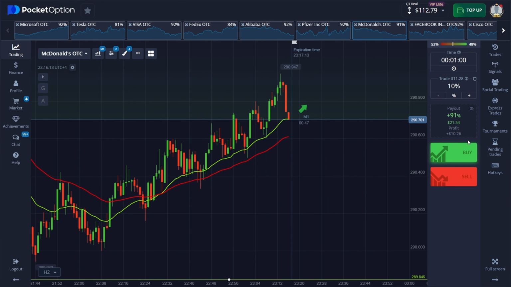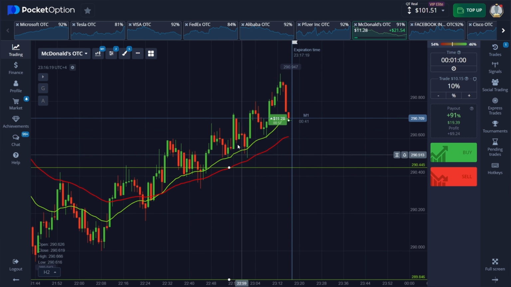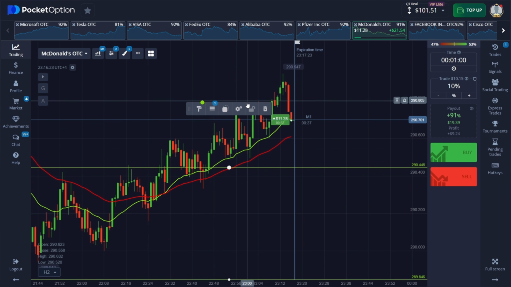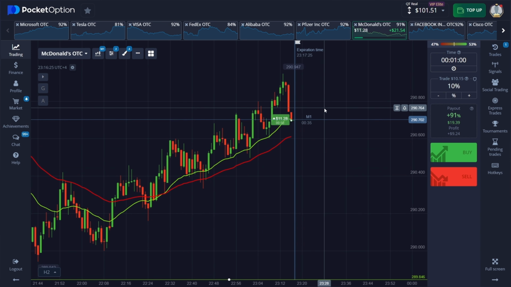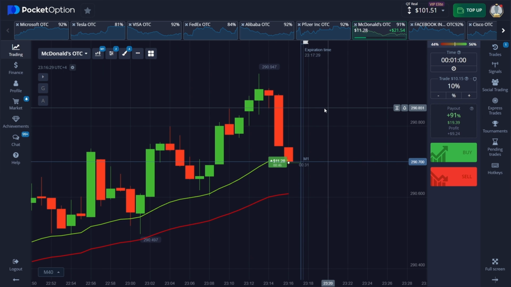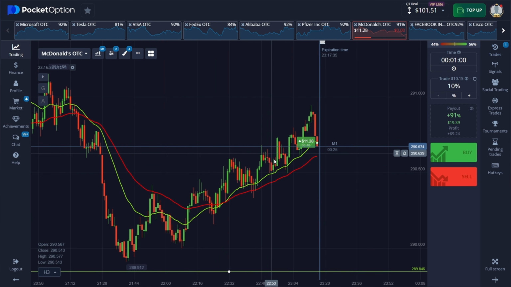Here's a trade for the upside move on McDonald OTC. I placed a trade for the upside move based on the moving average, and you can see an uptrend as the candle is taking support from the moving average as seen in the previous candles. That's why I took this trade for the upside move. You can also see a consistent uptrend. For more information about trends and patterns, you can take our course where I discuss these topics in detail.